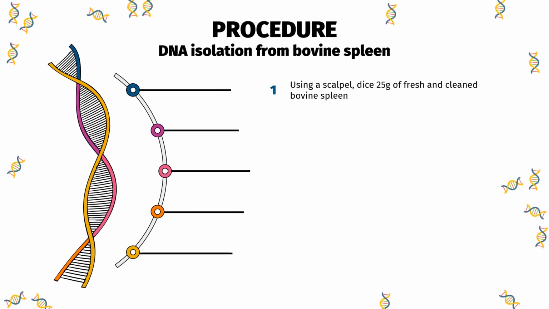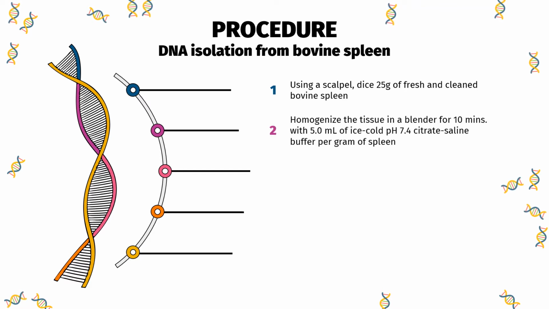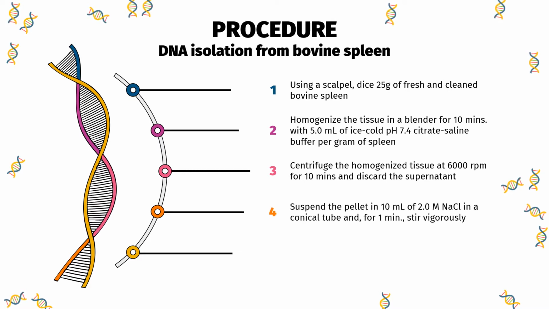The first step is to weigh and dice 25 grams of fresh and clean bovine spleen using a scalpel. Next, homogenize the tissue with 5 ml of ice-cold pH 7.4 citrate saline buffer per gram of spleen in a blender for 10 minutes. Next, collect the homogenized tissue and centrifuge it at 6,000 rpm for 10 minutes, after which discard the supernatant. Suspend the pellet in 10 ml of 2.0 molar sodium chloride in a conical tube and stir vigorously for 1 minute.